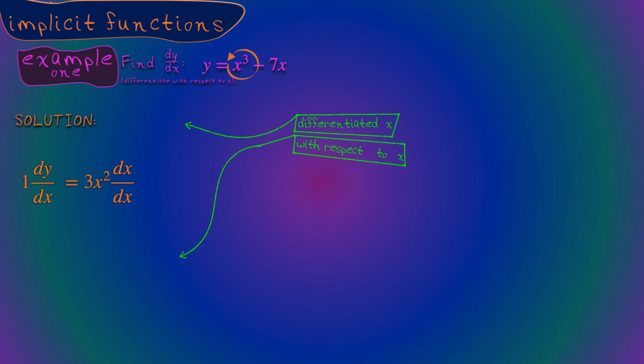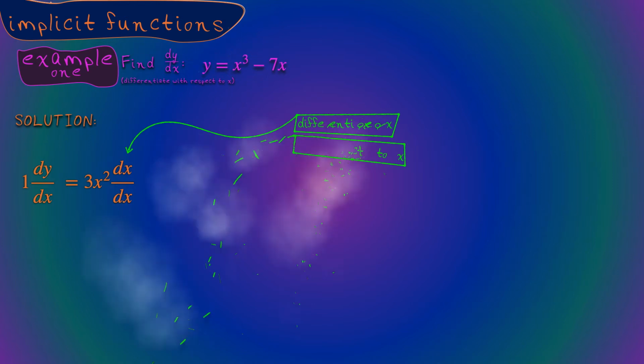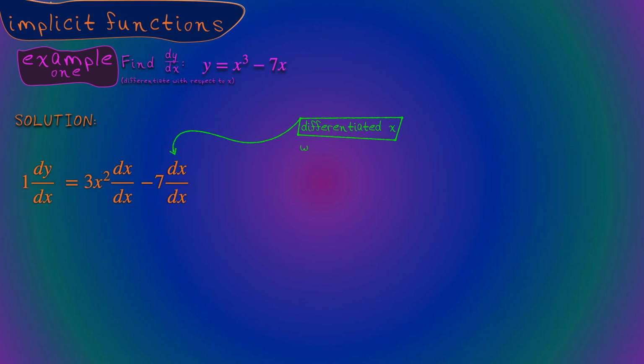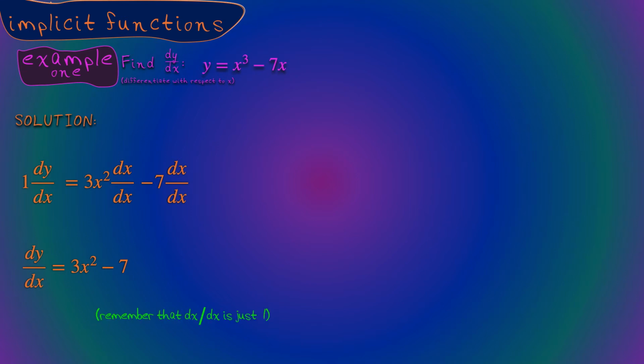Then we move on to x cubed. That's really 3x squared, and we differentiated x with respect to x. And again, for 7x, the derivative is 7, and we differentiated x with respect to x. So if we simplify everything here, 1 dy/dx is just dy/dx, and all the dx/dx factors go away, and that's how we get dy/dx. The derivative of y with respect to x is 3x squared minus 7. So remember, dx/dx is just 1.